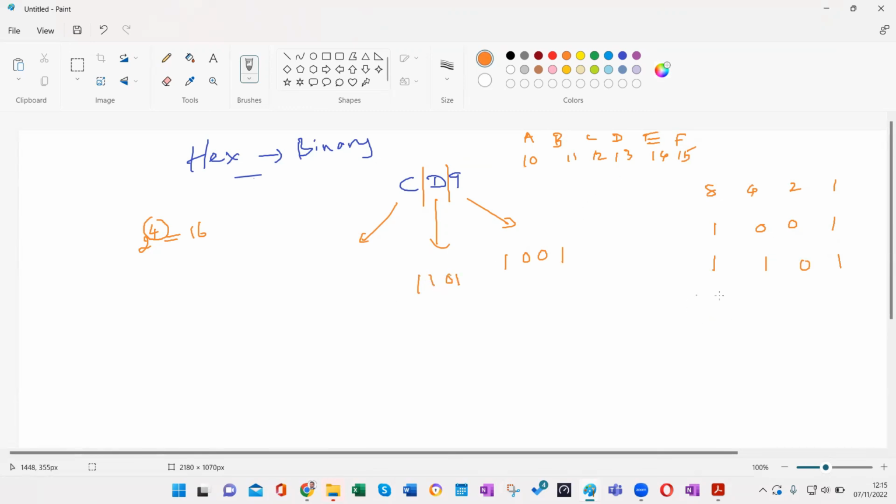C is 12. That is 1 8, 1 4, 2 zeros: 1 1 0 0. Okay, the final answer is 1 1 0 0 1 1 0 1 1 0 0 1. Now see, this long 12-bit string is represented in hex using only 3 digits. That itself shows the versatility of hexadecimal values.